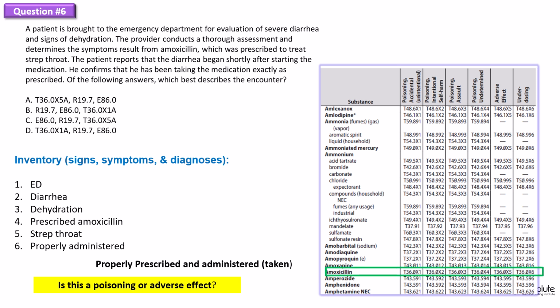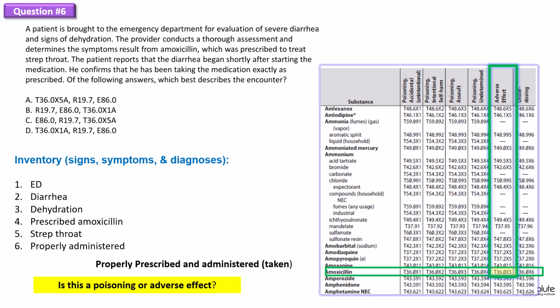And we've already determined this is an adverse effect. So there's no point in looking at the other columns. So if we go to the adverse effects column and go down until you hit the amoxicillin, you'll see the code sitting right there, T36.0X5.